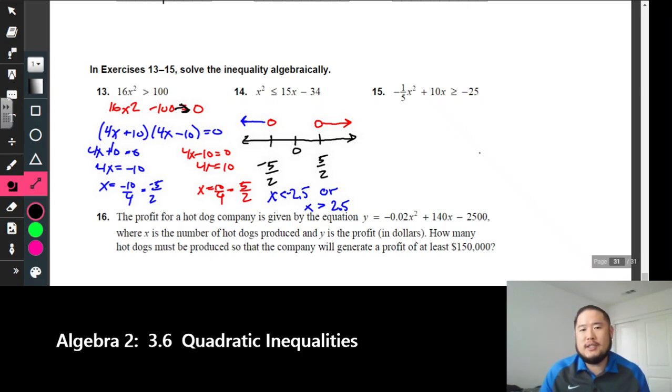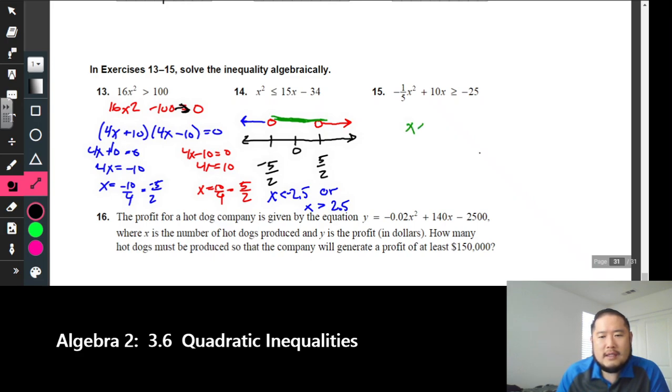We call this a disjunction. So when there's a disjunction, we use the word or. When the middle part is connected, then we use the word and. So what I'm trying to say here is this. It's not on this question, but if it was true in between, then what we would do right here is say that x is less than 5 halves or greater than negative 5 halves.